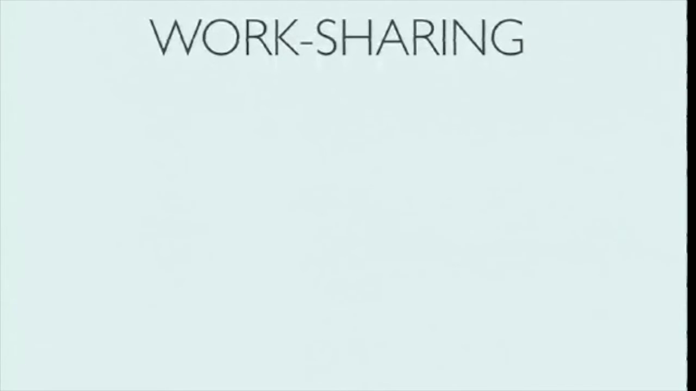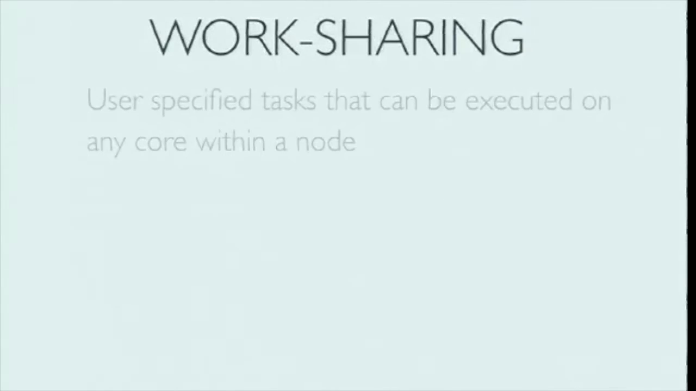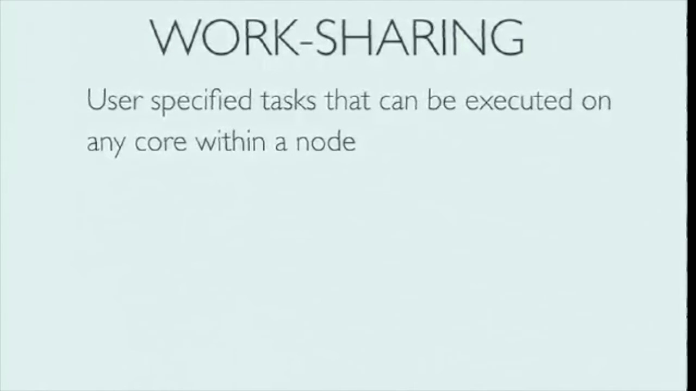Now I go on to the fine-grained work sharing aspect of this. Once we have a well-balanced system, any residual load imbalance or transient load imbalance can be handled by the fine-grained work sharing mode. So here the user specifies a set of tasks that can be executed on any core within the node. We use a work stealing mechanism to distribute the tasks among the different cores in the system.